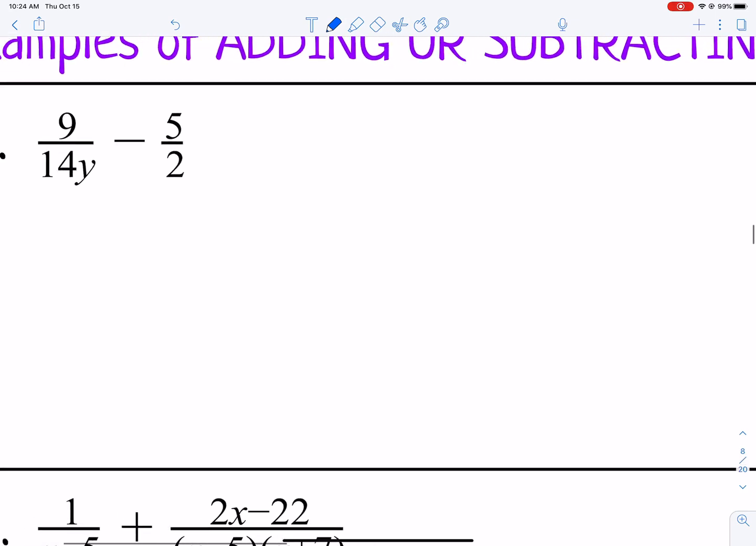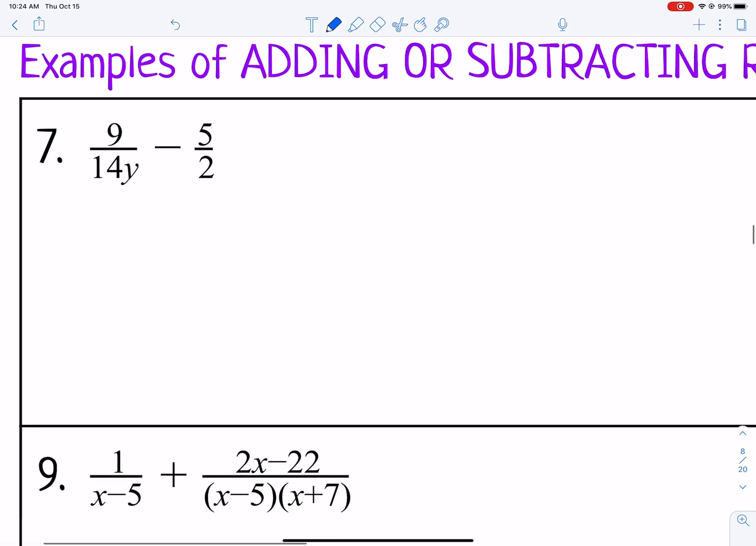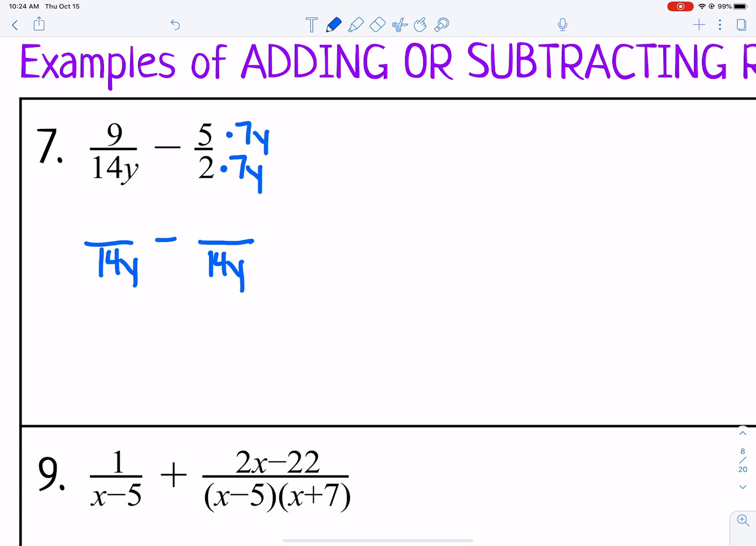Okay, so let's look at a few examples of where we do need to put them completely together and do all the steps. So on number 7, we have 9 over 14y minus 5 over 2. So the least common denominator would be 14y. Think about it: you can't ever have less than one of your denominators, but could you turn the other one into that one? So like 14y, I can't ever have anything smaller than that, but could I turn 2 into 14y? And I can, because I can just multiply it by 7y. So 14y stayed the same, so I bring down the 9, and then 5 times 7y is 35y.